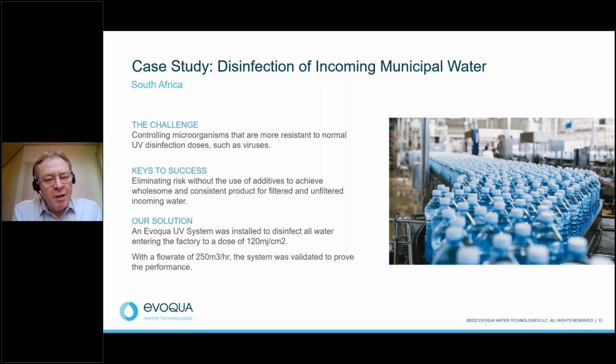And due to the risk potentially of adenovirus, the client required a higher dose UV system. In this case, they specified a dose of 120 millijoules per centimeter squared. This equipment provided both filtered and unfiltered water, at a flow rate of 250 meter-cubed/hour. That's quite a high flow rate into a factory, and that combined with the 120 dose requirement was a reasonably large size system, and therefore needed to be a high specification unit. In this particular case, the unit was selected as it was validated for both the process and flow.